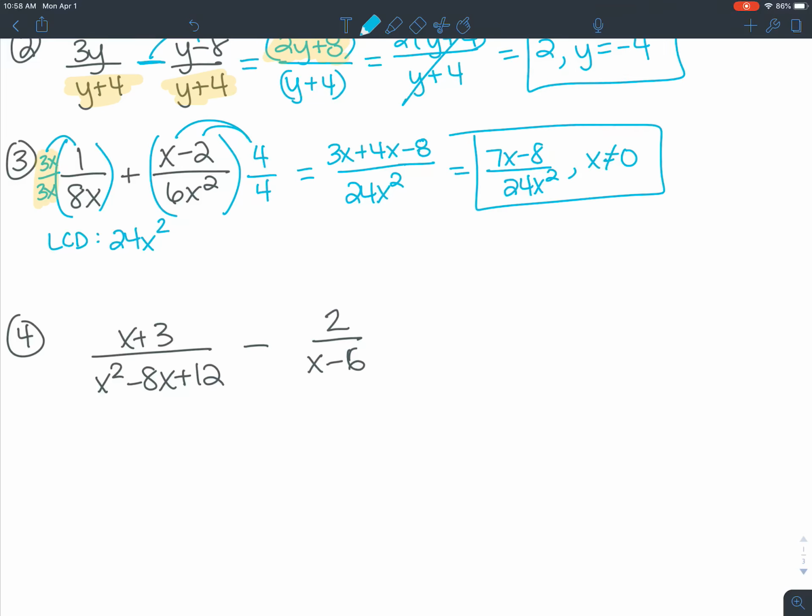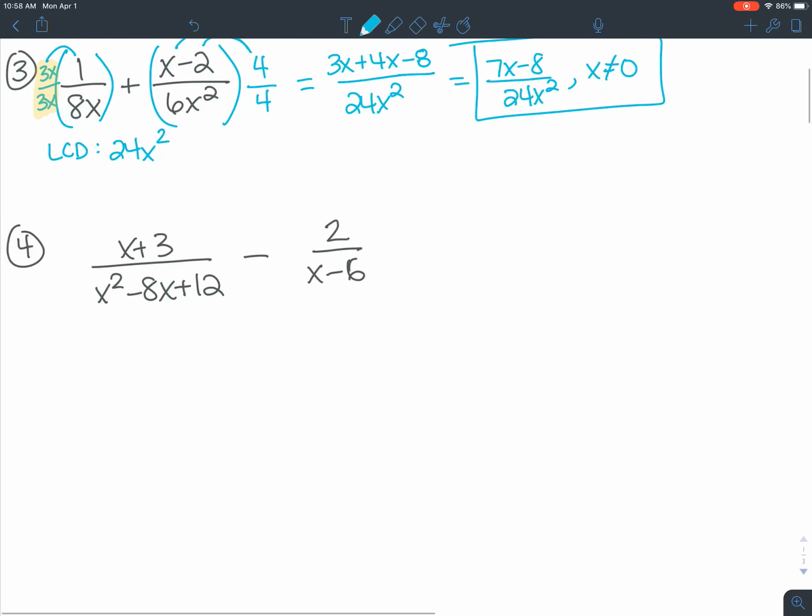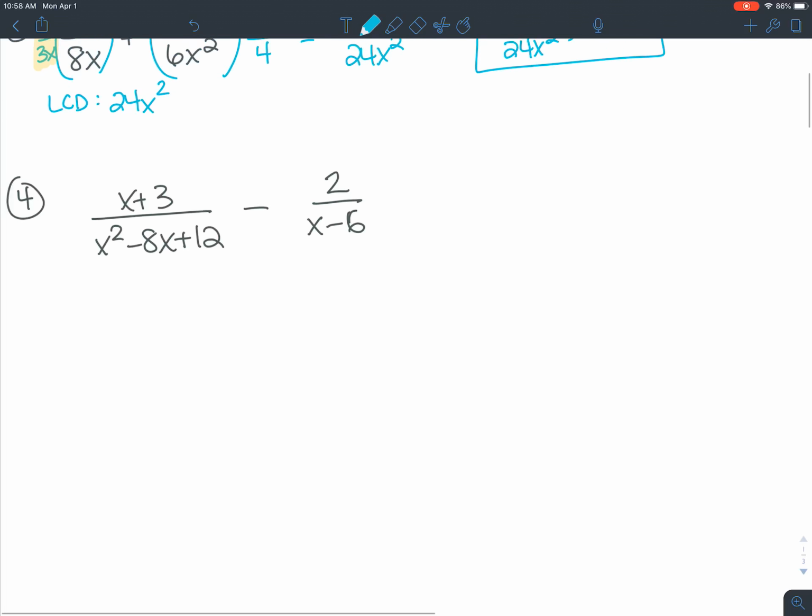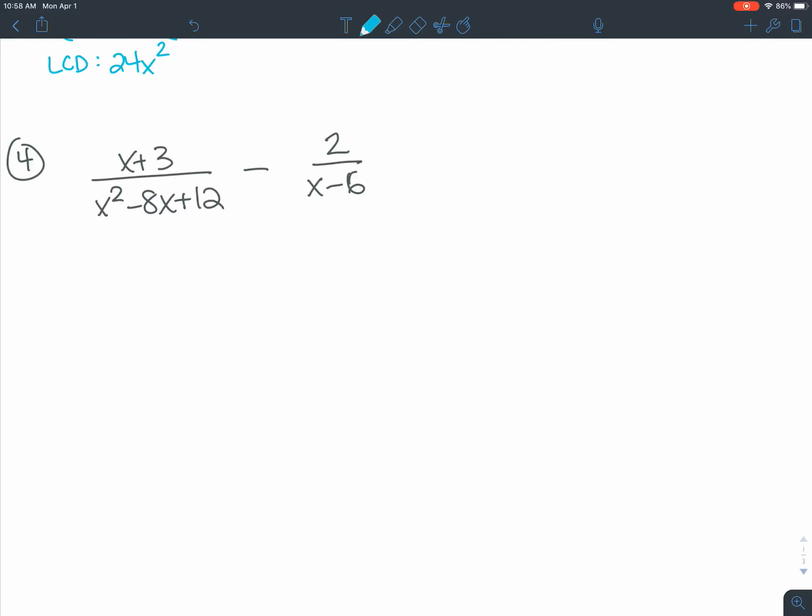That cannot simplify. Even though 8 and 24 have something in common, we have to remember that this is a polynomial. We cannot break it down unless it's identical. So now down here, let's go ahead and take a look at this. And we want to find, again, our common denominator. This is going to factor to be x minus 6 and x minus 2.